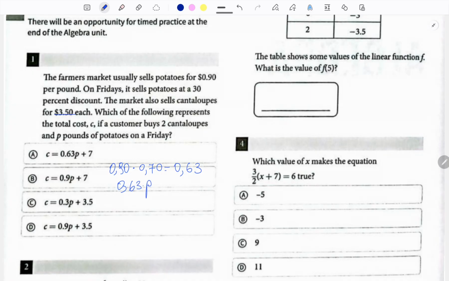2.73 times p, and the cantaloupes price is equivalent to $3.50 each. So 2 cantaloupes price will be equivalent to 2 times 3.50. Then we get the total cost C as the sum of these numbers. So this is equivalent to 2.73p plus 7. So the correct answer is A.